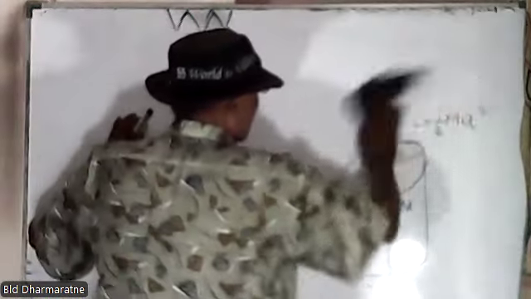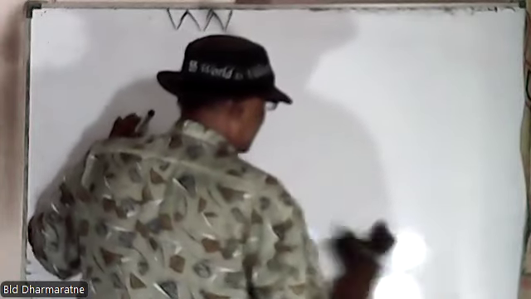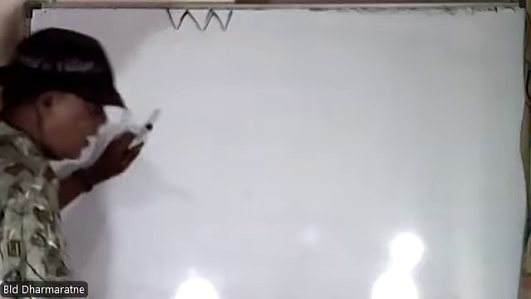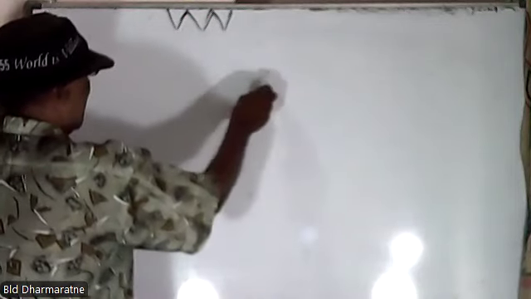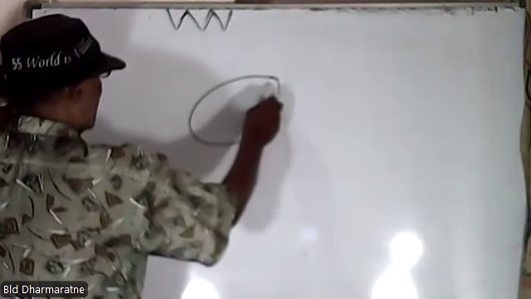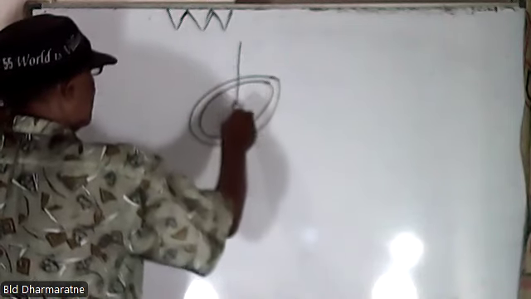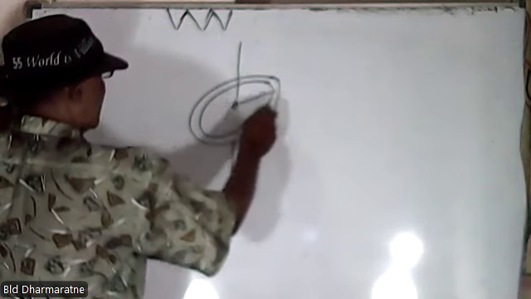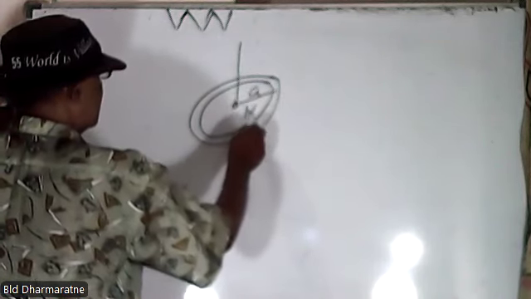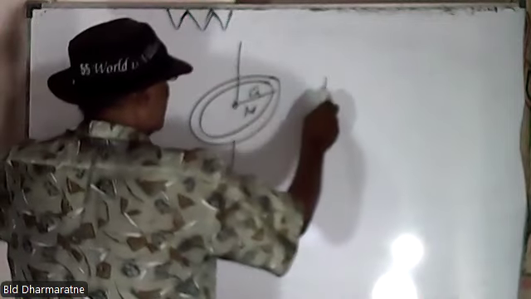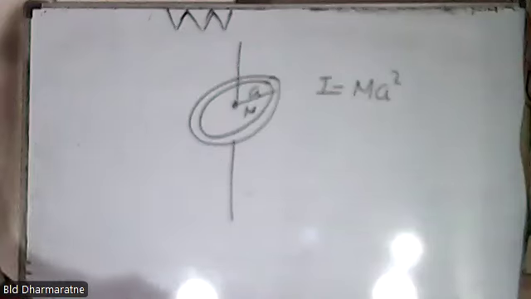Now we come to the moment of inertia of the circular ring. For a circular ring, practically, you take the average radius; in some questions you are given the average radius. Here we say the average radius is A and the mass is M. The moment of inertia is I equals M A squared. Now we come to the hollow cylinder.